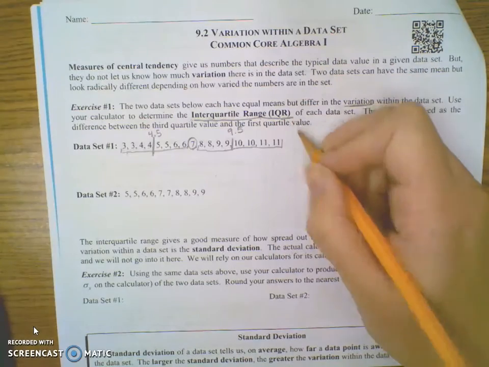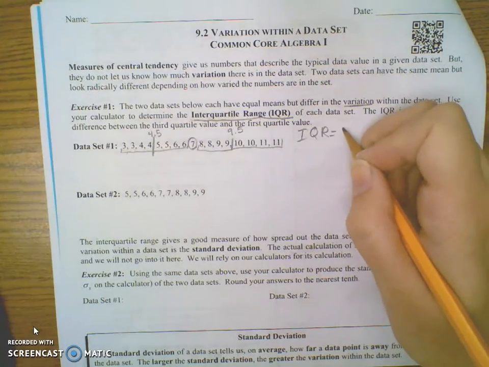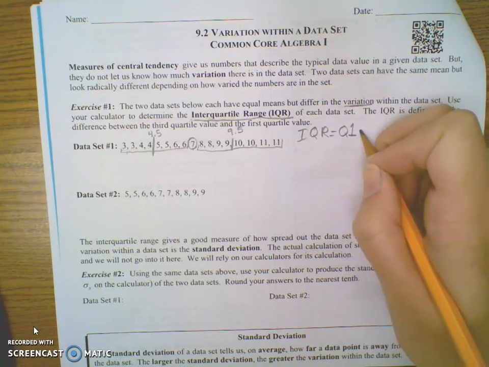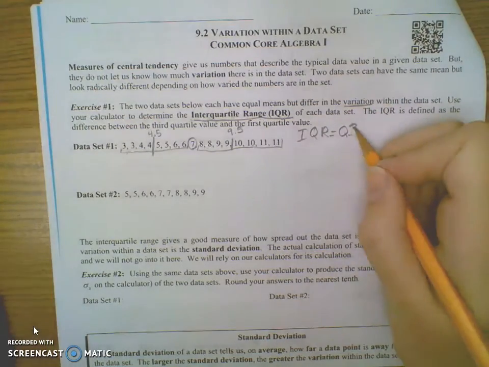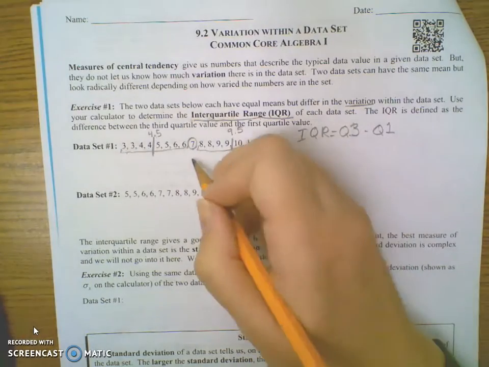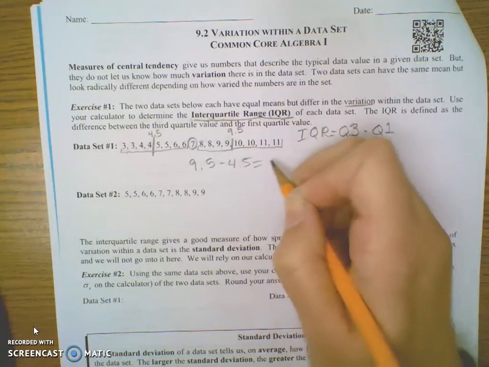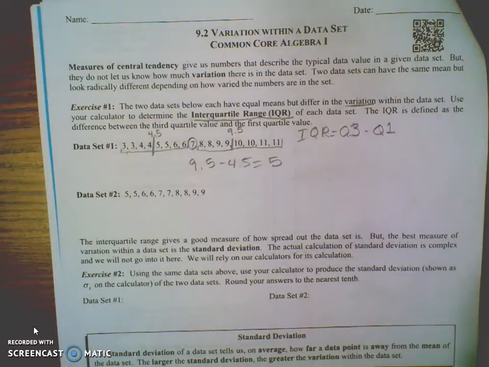So your interquartile range, IQR, is your quartile 1 minus, actually I'm sorry, it's going to be your quartile 3 minus your quartile 1. So your bigger number here minus your smaller number. So 9.5 minus 4.5, our interquartile range is 5. Okay, go ahead and pause and try the second one yourself.